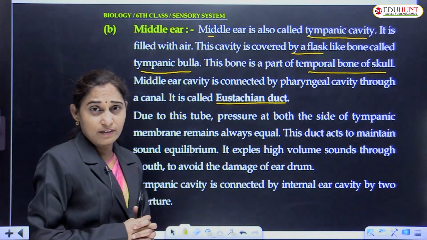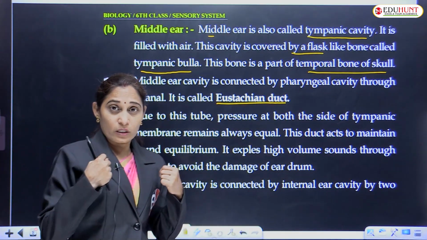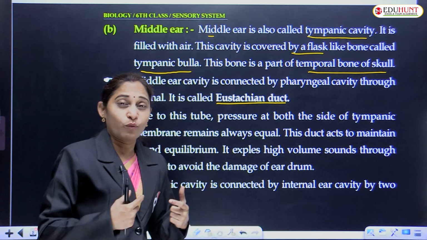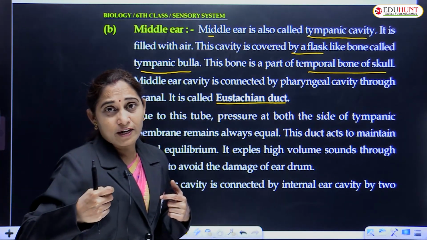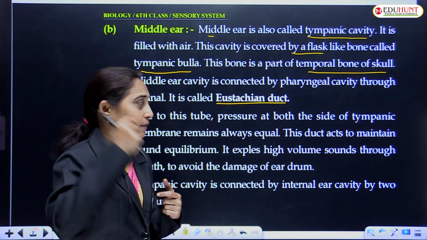Even it is very, very dangerous to ears, not only ears, it is equally harmful to the brain also, because all the sense organs are connected to the brain.